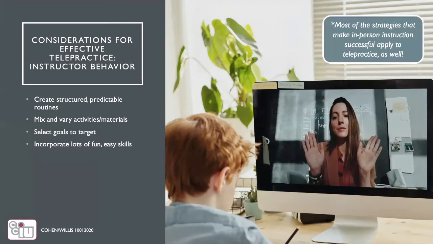Many of these may sound familiar, as most of the strategies that make in person instruction successful apply to telepractice as well. This is not an exhaustive list of what makes a great telepractice instructor, but incorporating these key strategies into your telepractice sessions can lead to student success.